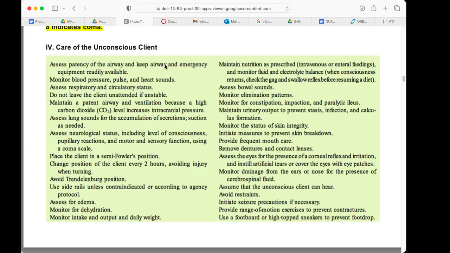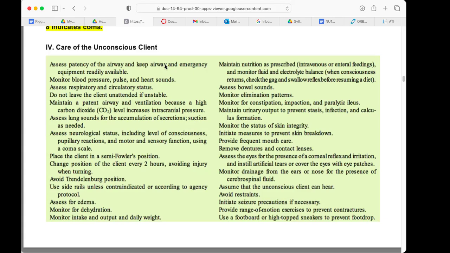So once we're caring for somebody who's unconscious and who has increased ICP or is at risk for it, we really want to monitor the mechanical ventilator, because we don't want CO2 to build up in the person's body. That would make the ICP worse. So we want to make sure we monitor that.